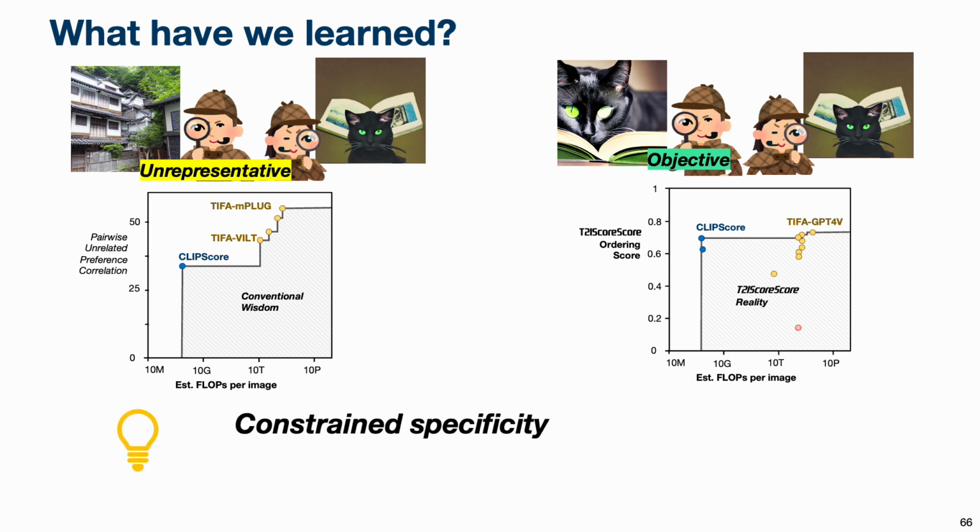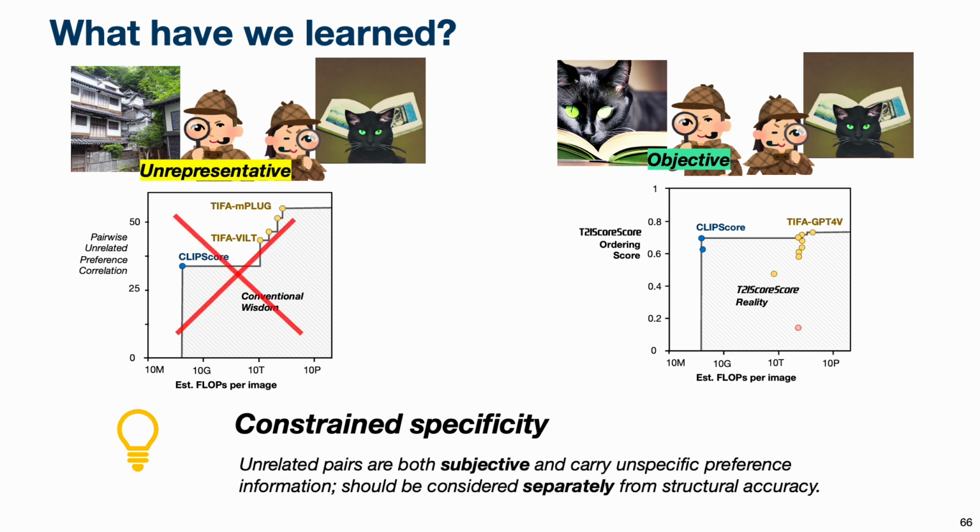This idea of constrained specificity is another insight that can be applied more broadly to evaluation. Because the unrelated pairs were both subjective and carry other unspecified preference information mixed in with the isolated understanding of just the relative error counts, isolating them gives a better picture of how well suited a faithfulness metric is to the task that they're actually employed in. So I will conclude this presentation with takeaways.